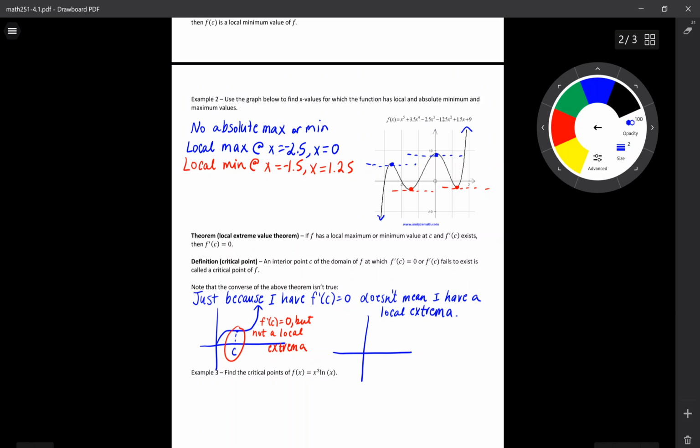Okay, and also, what about if I have a derivative that does not exist? So if I have, I'm really bad at drawing these, but say I have a vertical tangent line. So something like this vertical tangent line. So here, the derivative at the point C does not exist since I have a vertical tangent line, but I don't have a local max or a local min at this point C. So here f prime of c does not exist, but no local max or min.